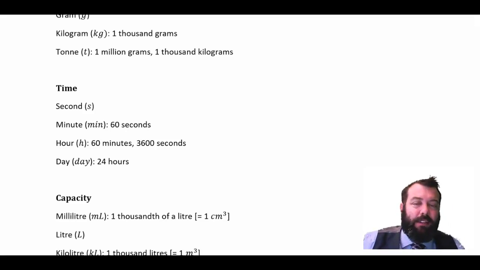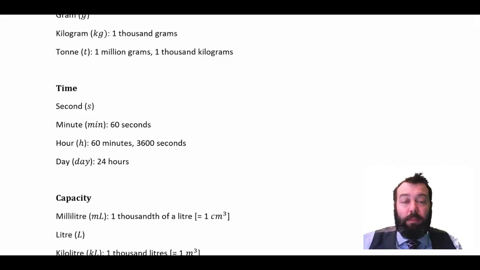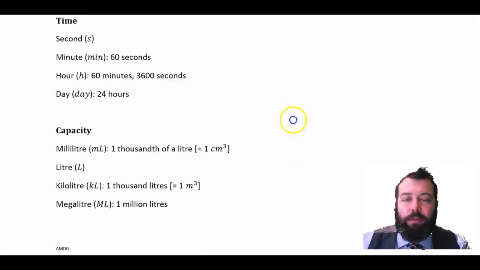Time doesn't work on such a neat system as our meters and our grams. Time we measure in seconds, minutes, hours, days, and so on. And you're already familiar with some of the difficulties around those. There are 60 seconds in a minute, 60 minutes in an hour, which makes 3,600 seconds in an hour, and 24 hours in a day. That's fine. Once we start talking about things like months, even years, how long is a year? 365 and about a quarter. Not exactly any of those things. Time's a little bit different and awkward to deal with at times.